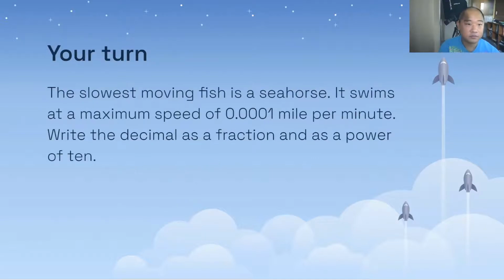Your turn. The slowest moving fish is a seahorse. It swims at a maximum speed of 0.0001 mile per minute. Write the decimal as a fraction. So again, 1 over 10,000, right? Because there's 4 digits, so there's 4 zeros, which is 10 to the negative 4. That's a 4, not a 9.